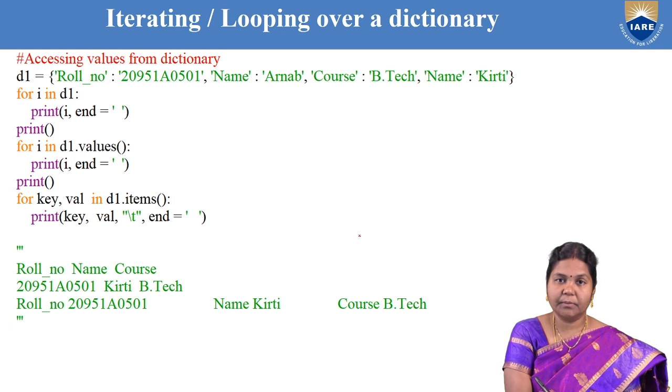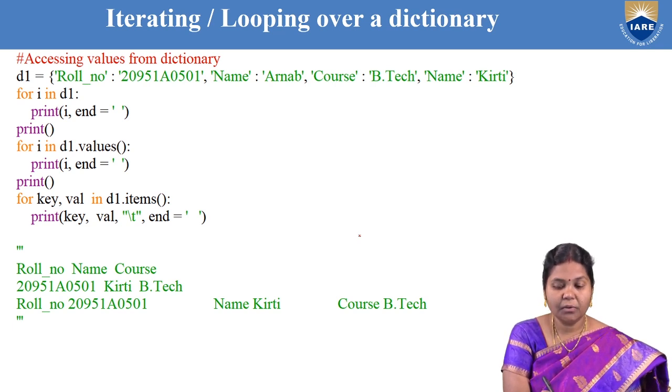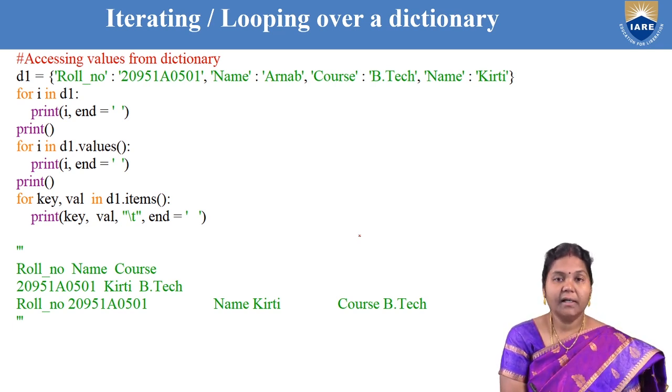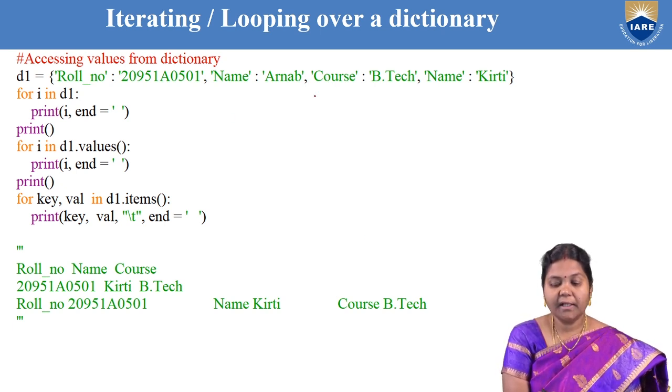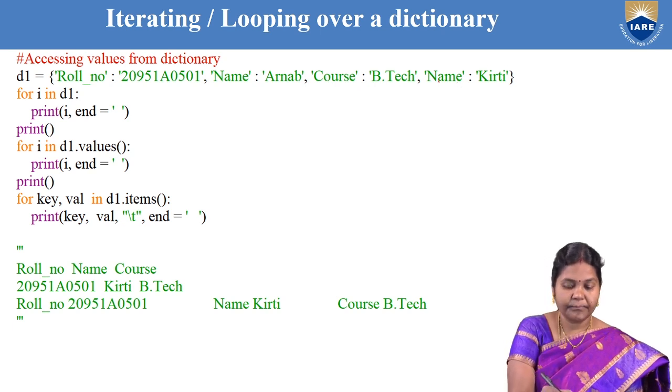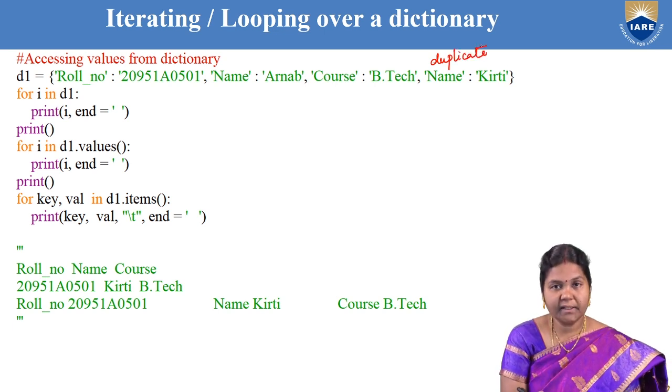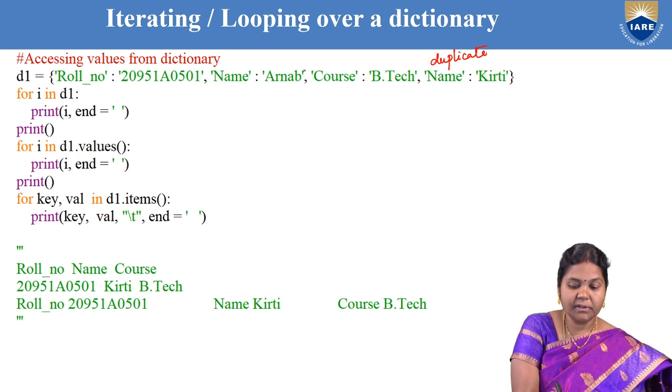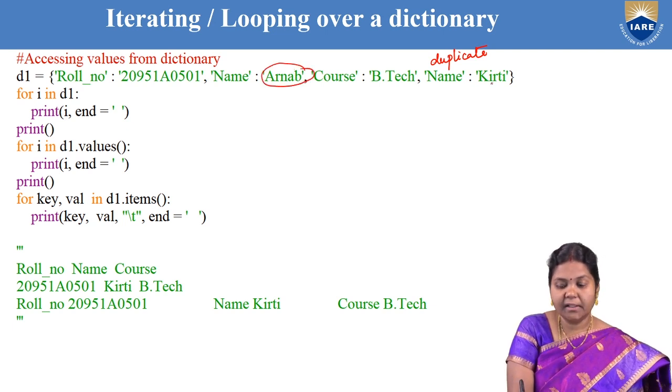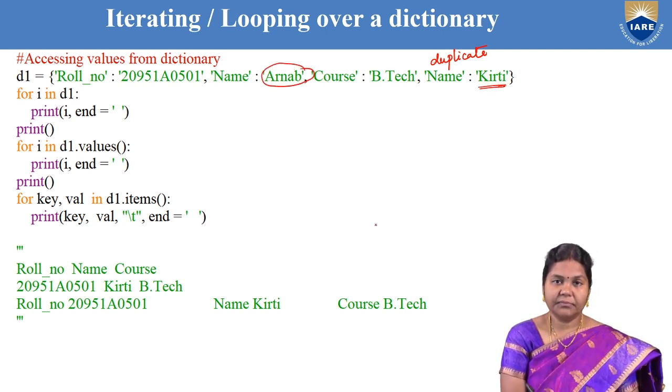So let us see one example of how to do looping over a dictionary. Now here D1 is a dictionary consisting of some key value pairs: roll number, name and course, and your name is there twice over here. Roll number, name, course and a duplicate key is available here. Name is a duplicate key over here. Whenever duplicate keys are there, this name Arnab will be replaced by Kirti, with the latest value of it.